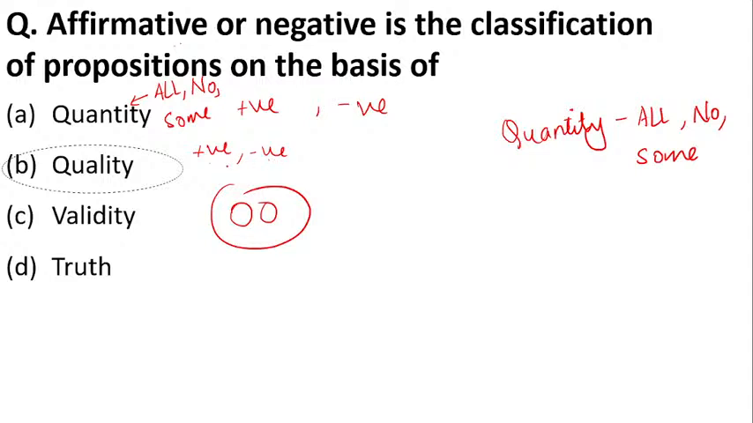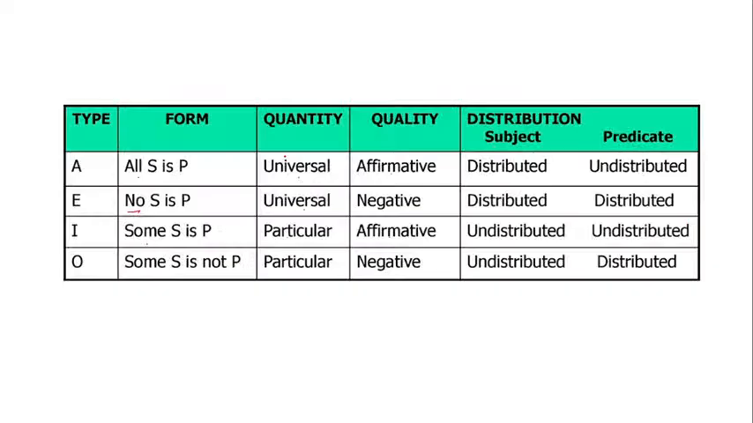Okay. So positive means if it is having something like all beds are chair, it is a positive statement. And if I'm saying no beds are chair, it is a negative statement. Okay. So this tells you about the quality. Remember this table, very important.